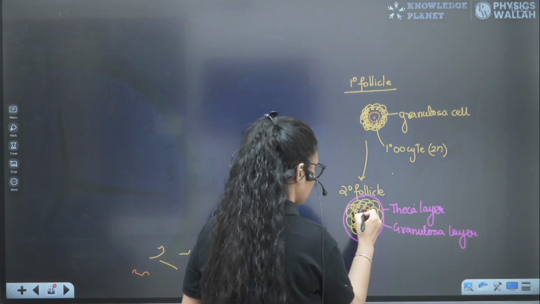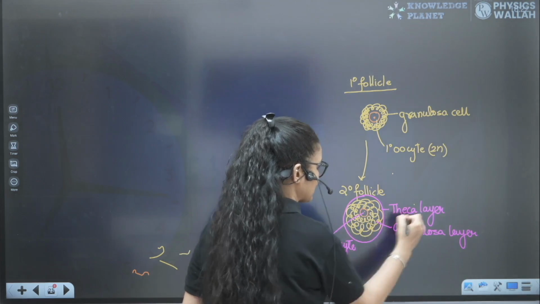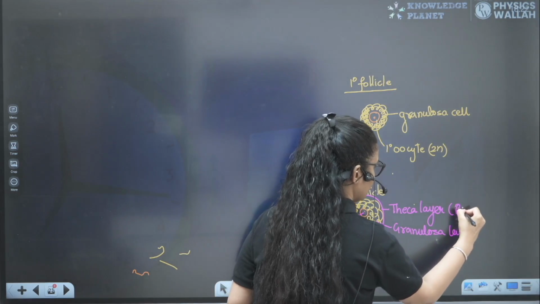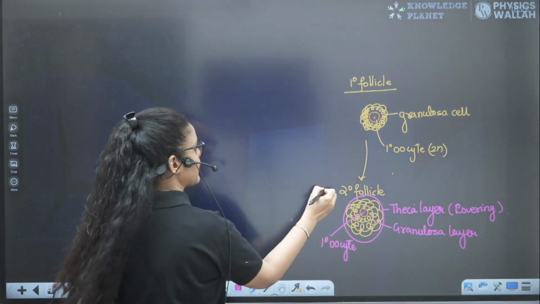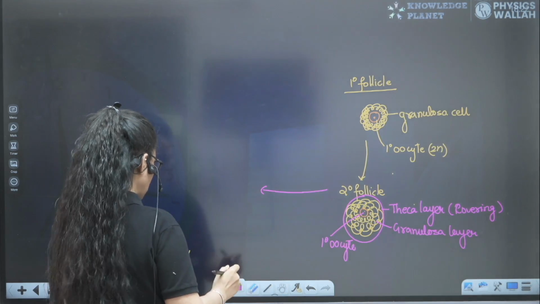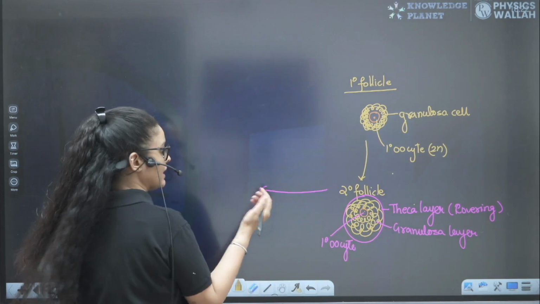These are special cells, and this is the primary oocyte. Theca means this protective covering, right? It's a kind of wall. Theca means a kind of wall. So now this secondary follicle will mature into the tertiary follicle, and all this is happening in the ovary, right?